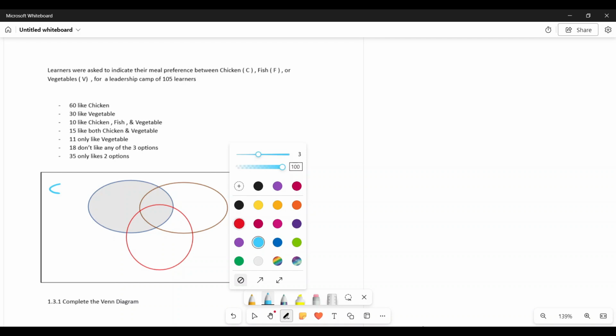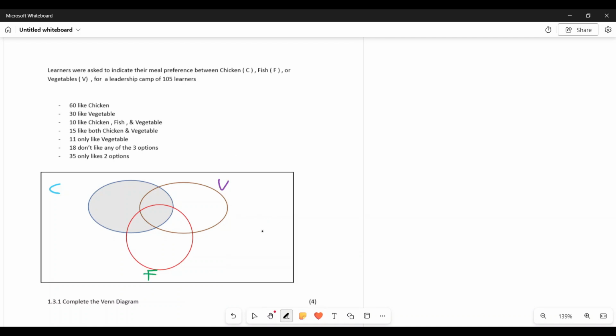Now my other circle, which I'm going to indicate with a different color, purple, will be for my vegetables, this one. And the last circle, which is yellow, will be for my fish. So here they say 10 like chicken, fish, and vegetables. So that 10 needs to be here for the 3. Now they also say 15 like both chicken and vegetables. So the 15 is supposed to go here.